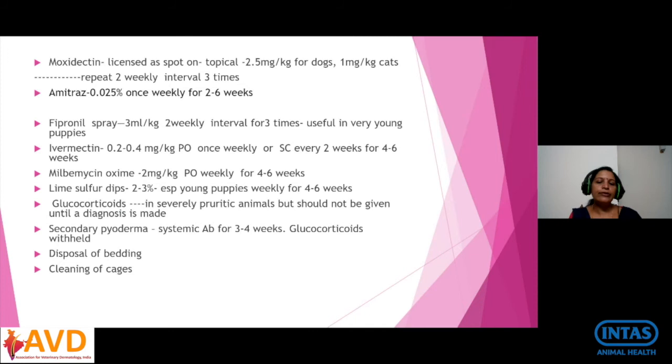Glucocorticoids can be used in the severely pruritic dog, but have to be used along with miticidal, acaricidal drugs. If secondary pyoderma is there, we have to take care of it with antibiotics for 3 to 4 weeks, and at that time glucocorticoids should not be used. And the disposal of bedding and cleaning of cages is also very important.